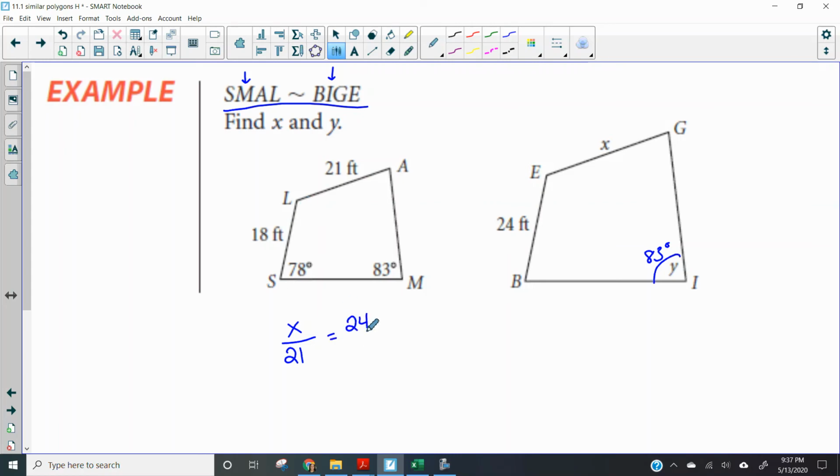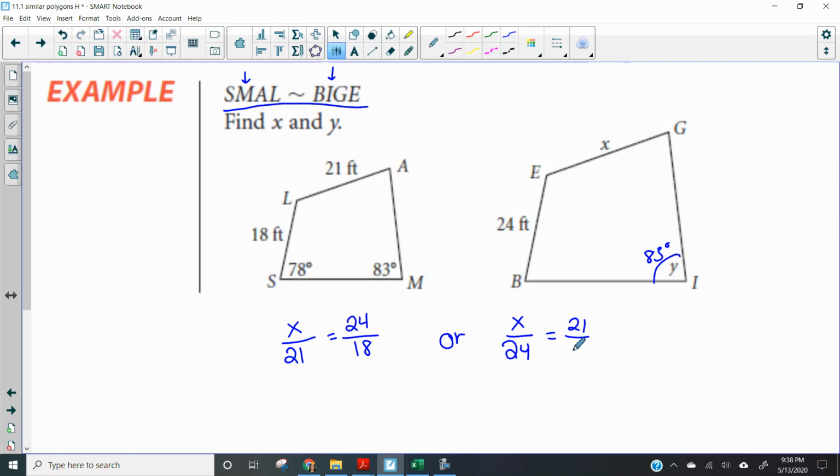So it's okay to jump across the polygons as long as you're consistent in how you set up your numerator and denominator. So that one's fine. Of course, you could take reciprocals. You could have put the x on the bottom. I can also go within this one polygon. So I could also say x over 24, this bigger side to this smaller side, is equal to 21 to 18. Again, being consistent here. So bigger side to smaller side.